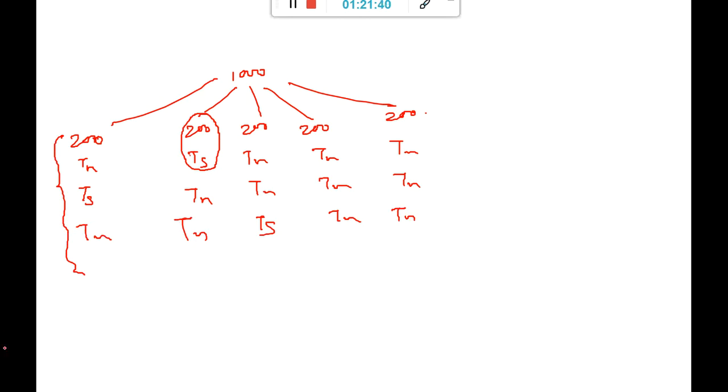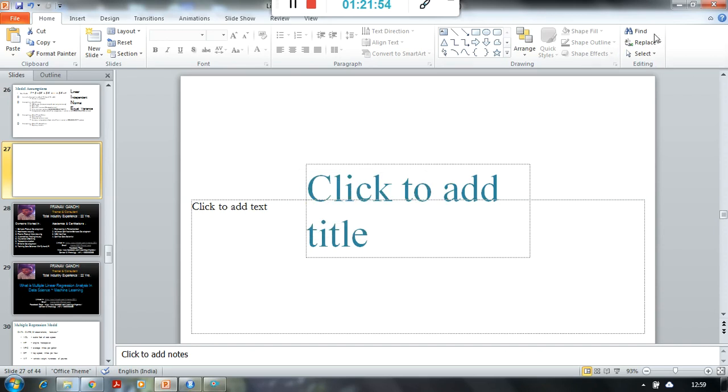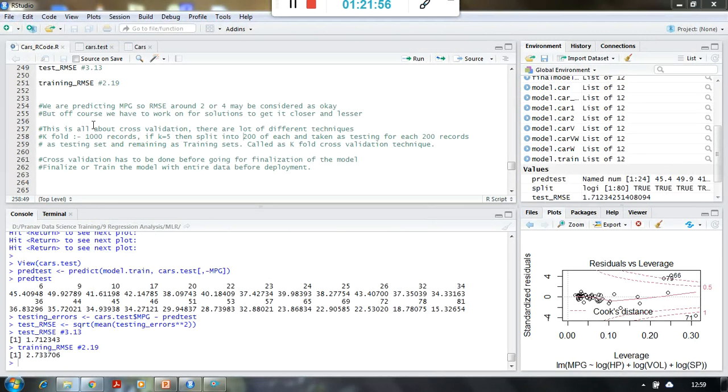And then finally, what we have to do is calculate the average to get the errors. So this is another method, k-fold splitting, which can be used. There are a lot of different approaches and techniques available when it comes to cross validation, right? Cross validation has to be done before going for finalization of the model. Always this step is important, even if you are writing a simple linear regression model or even advanced models like random forest.